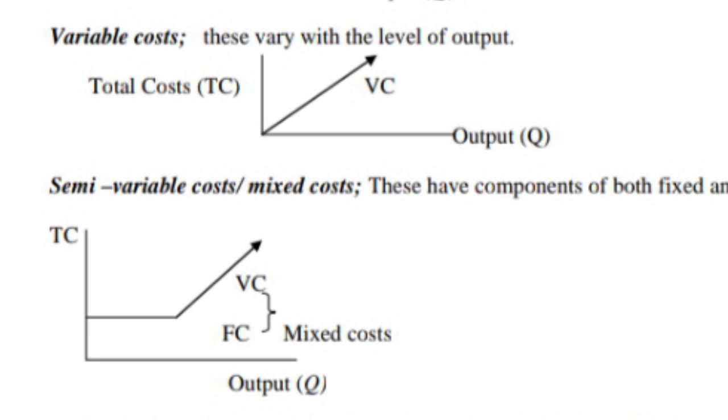Then another cost we have under classification according to behavior is semi-variable costs or mixed costs. So these have components of both the fixed and then the variable costs. So that's the graph. To some point, the costs are constant, then up to somewhere they start increasing. So they have both the fixed and then the variable cost behavior. So they are mixed. That is the semi-variable costs.